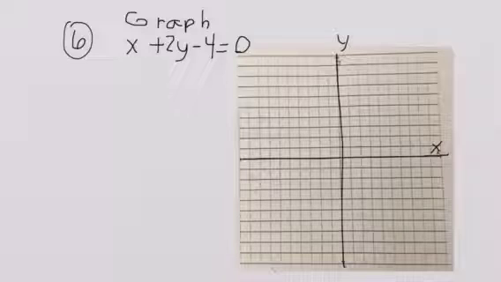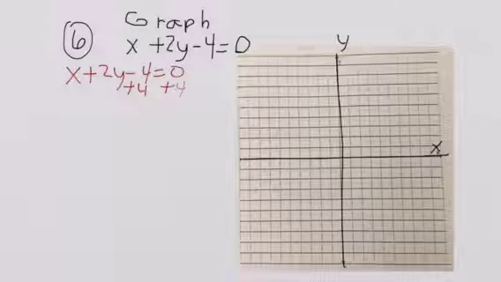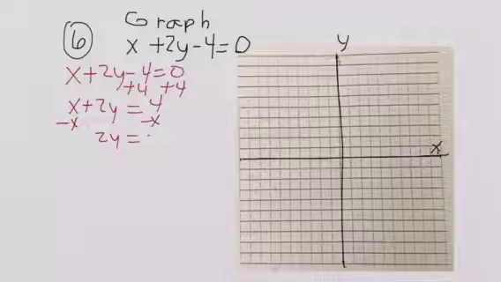Now we're going to graph. In order to graph, we need to solve for y. So we're going to do x plus 2y minus 4 is equal to 0. We're going to zero pair off our 4, and we're going to get x plus 2y is equal to 4. Now we're going to zero pair off our x. We have 2y is equal to negative 1x plus 4.